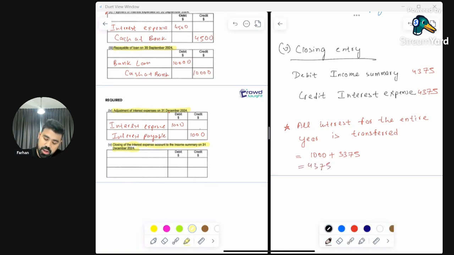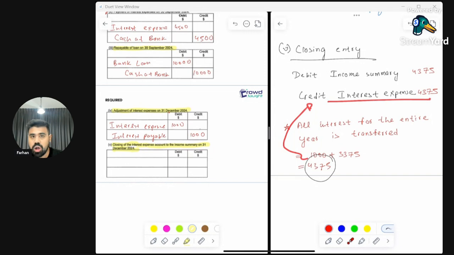Now, how do we prepare this closing entry? When we want to prepare the closing entries for any expense accounts, we have to reduce the expense accounts first. We know by nature or by default expenses are debited. So when we have to reduce it, it will be credited to reflect that reduction. And what will we be reducing it against? Always the income summary, which is basically transferring this amount to the profit and loss statement. So we'll debit the income summary by 4,375 and we will credit the interest expense by 4,375.